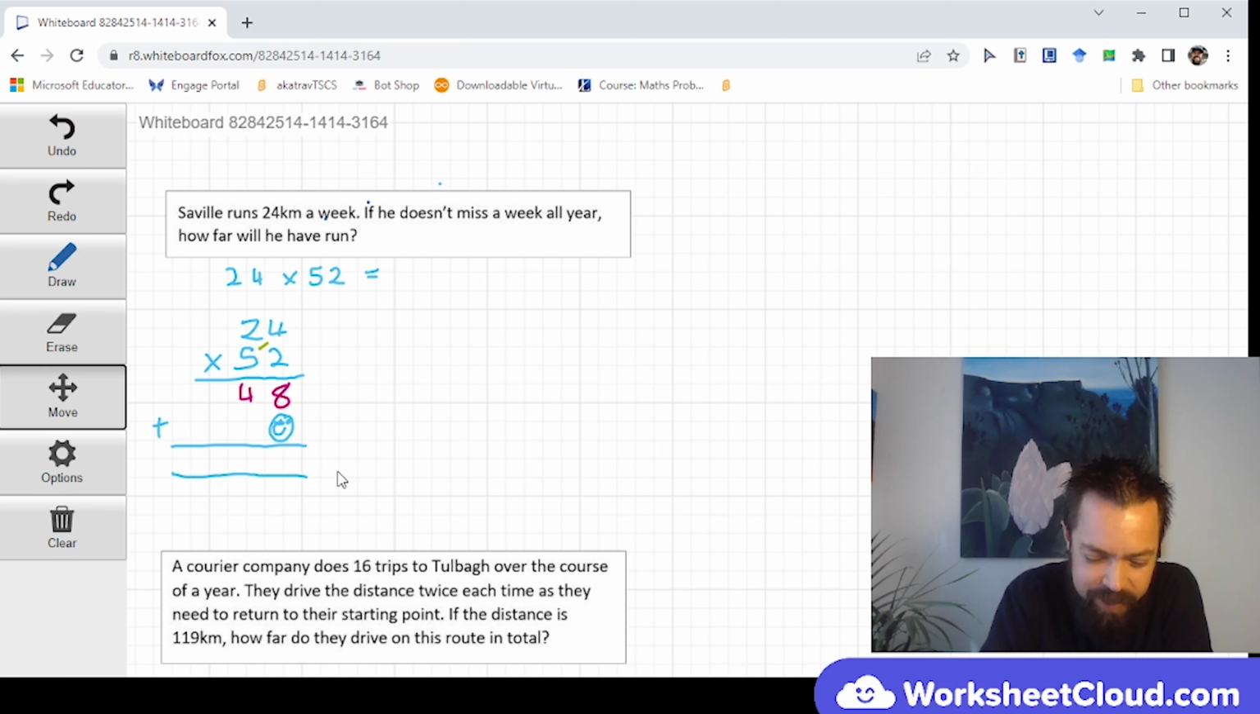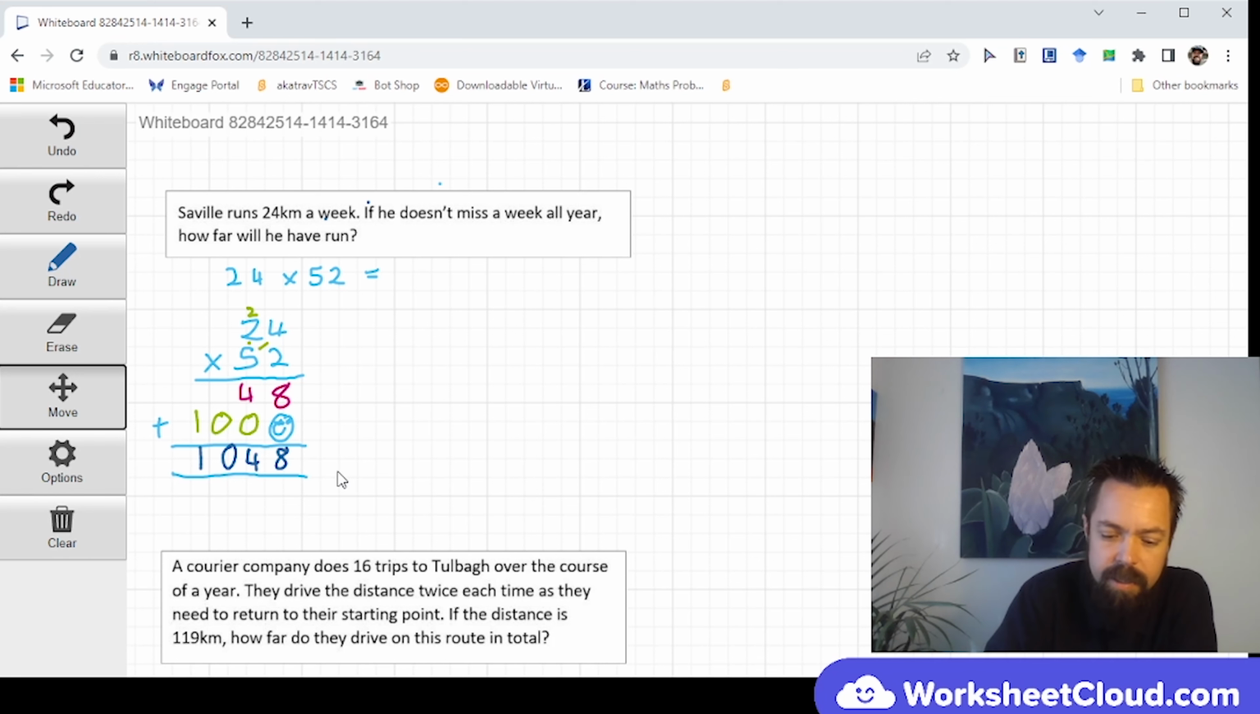5 times 4 is 20. Carry my 2. 5 times 2 is 10. 0, 1. Now I'm going to add them together. 8 plus 0 is 8. 4 plus 0 is 4. And my final answer, 1048. So Saville runs 1,048 kilometers in the year.